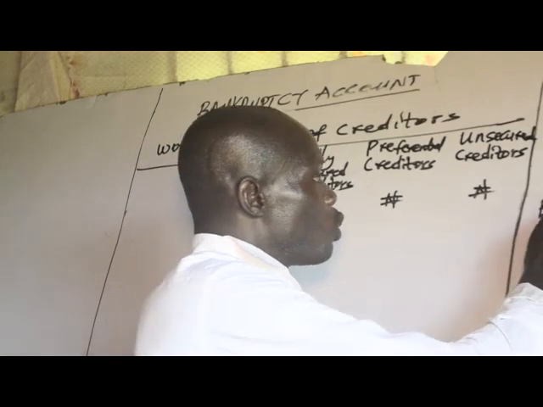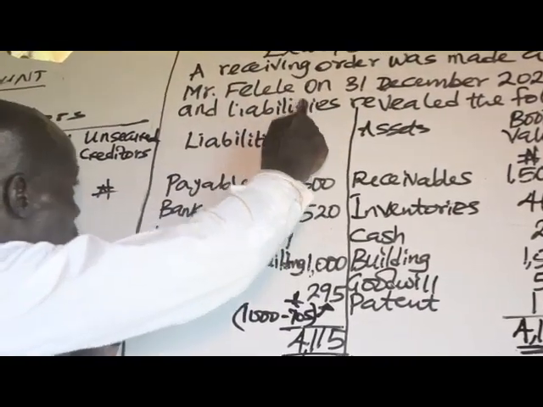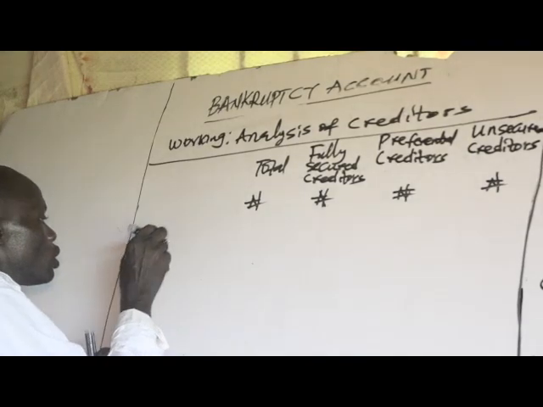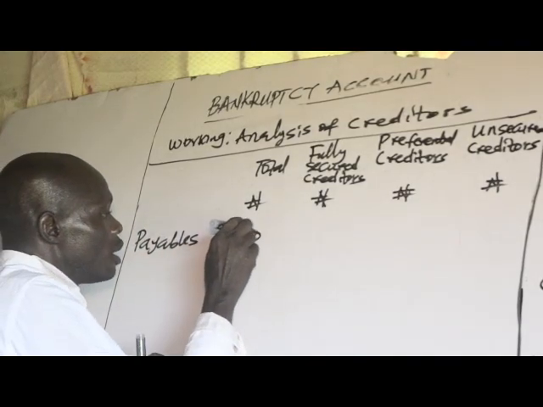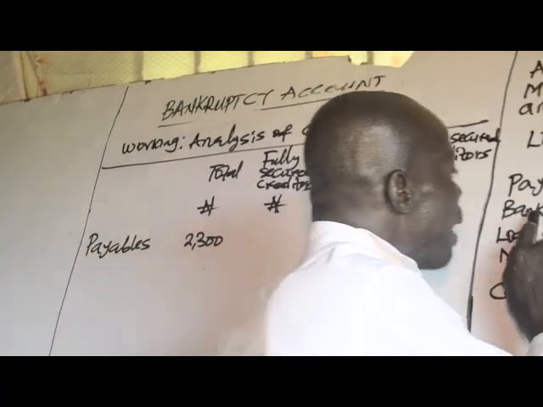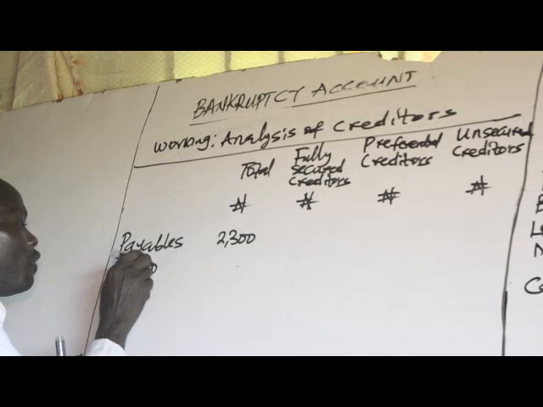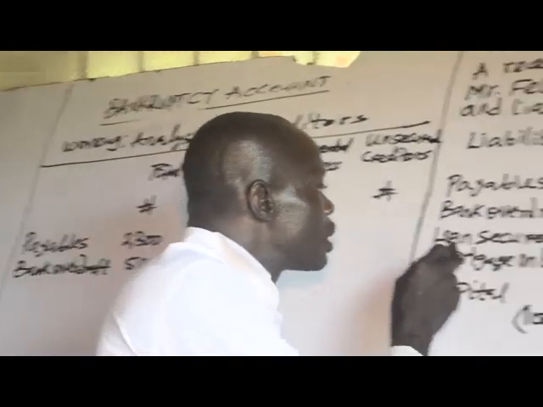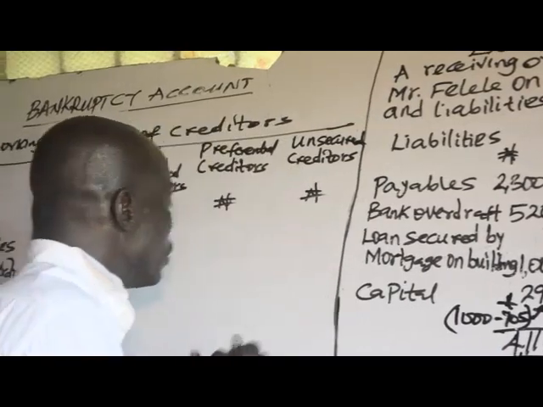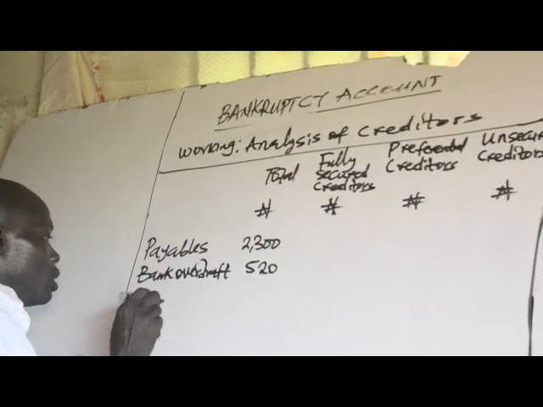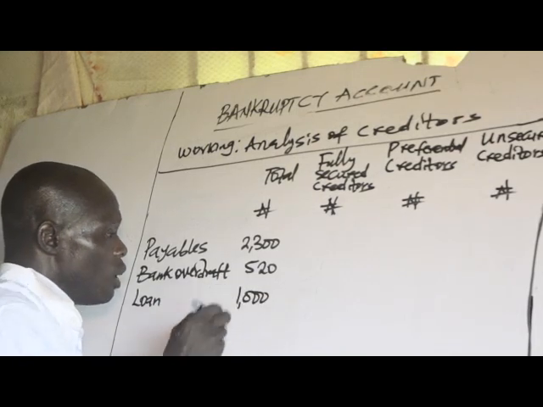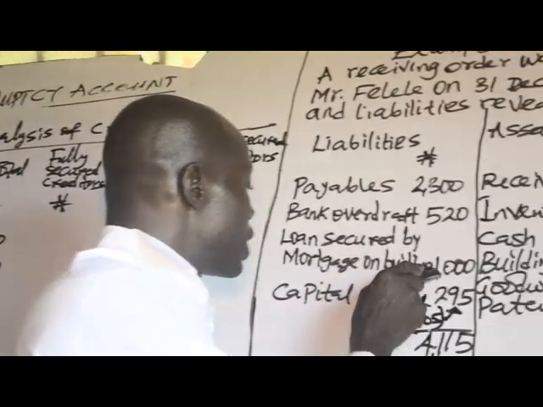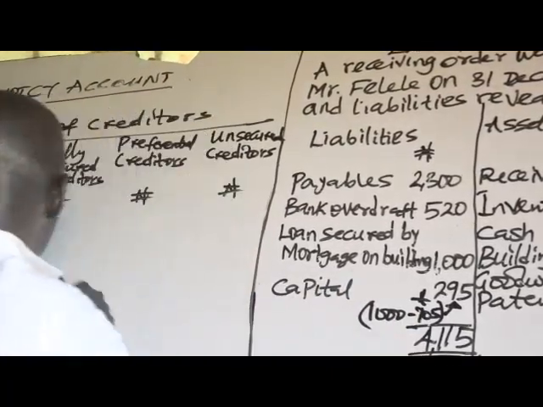Now, our liabilities, we have payables. So let's list out all the liabilities we have. The first one is payables, 2,300. Then the second one is bank overdraft, 520. The third one is loans secured by mortgage on building. We have loan 1,000. The loan was secured on building. That means building was used as collateral. Then the next one is capital. So these are the liabilities we have.